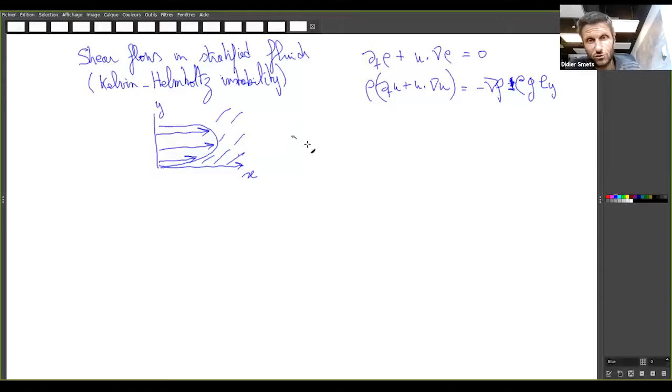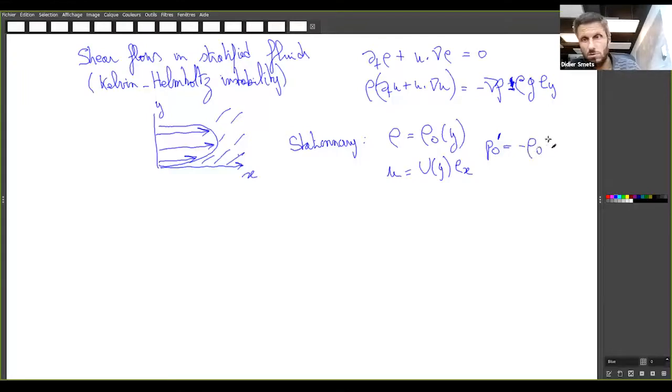So at the level of stationary solutions, you can add the two. You can take rho, which is an arbitrary function of y, and you can take a little u, which is an arbitrary function of y along Ex. So this is still going to be a stationary solution for arbitrary rho naught and capital U. And the pressure just obeys that its derivative is given by minus rho 0 times G, the gravity constant. So for arbitrary rho naught and capital U, this is a stationary solution.